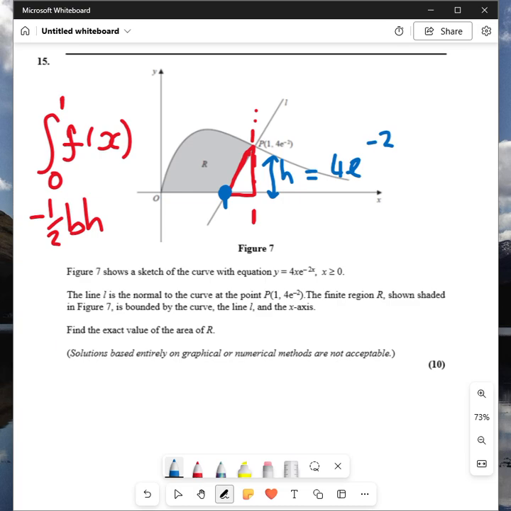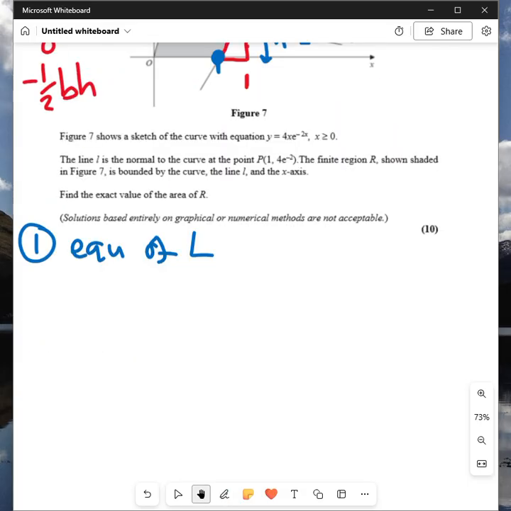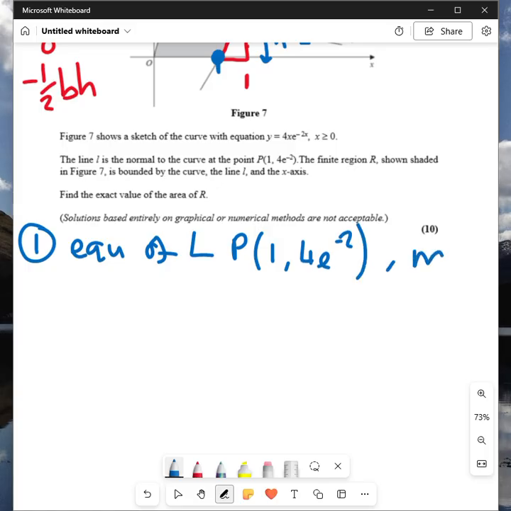So all that is to say that my first step is to find the equation of line L. To do that, I first of all need to find the gradient. So I know the point P is at 1, 4e to the minus 2, but I need to know what m is. That's what I need to find, the gradient. So let's start with our curve, because we're going to find the gradient of the curve at that point and then find the negative reciprocal. So the curve is 4x e to the minus 2x.